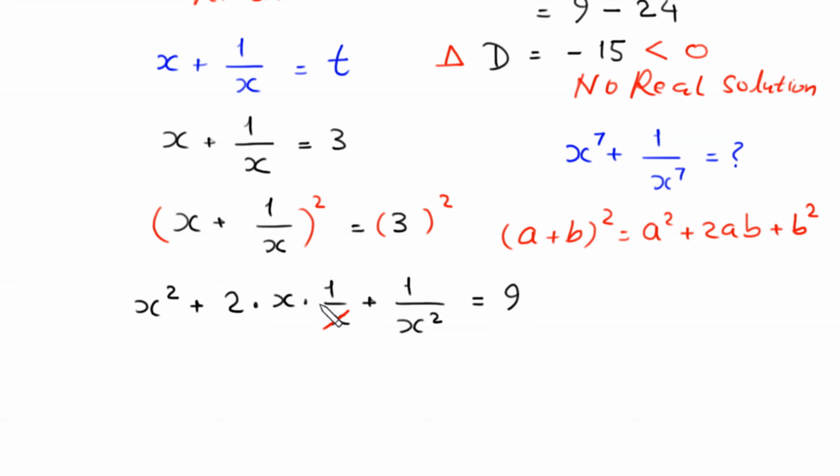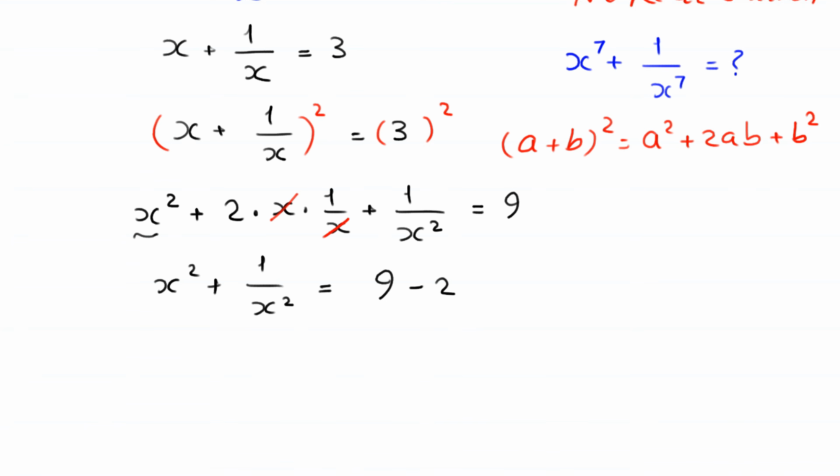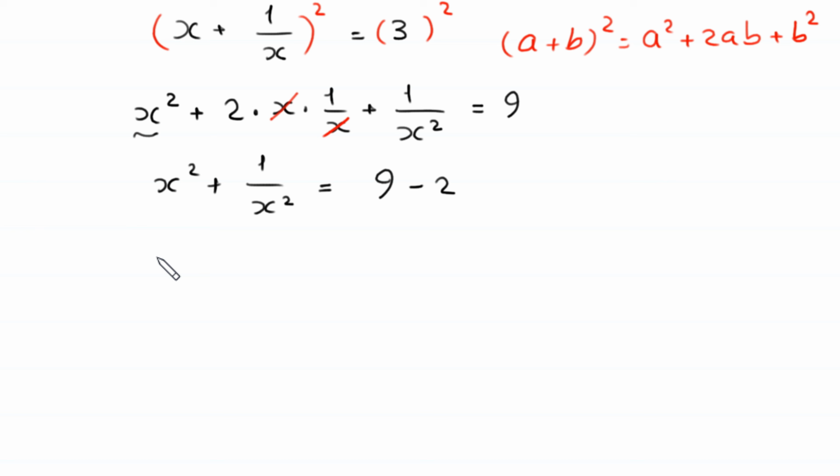Now this x will be cancelled with this x. We write this x squared plus this 1 over x squared is equal to this 9, and we move this plus 2 to the right hand side, this will become negative 2. Next, x squared plus 1 over x squared is equal to 9 minus 2 will become 7.